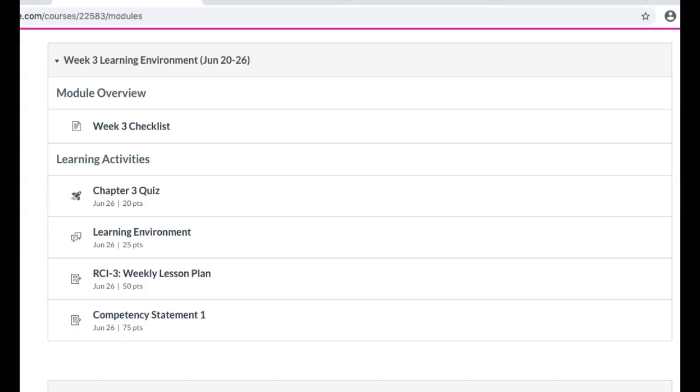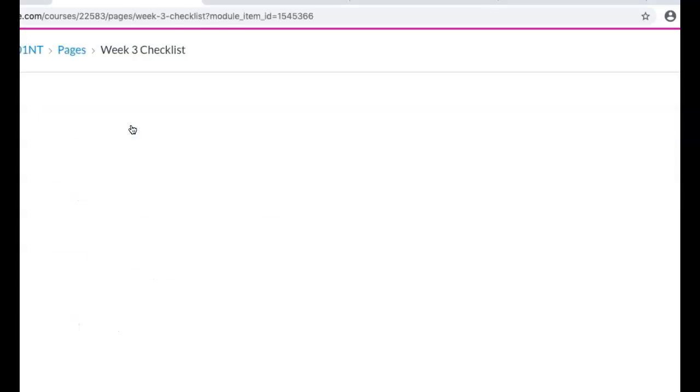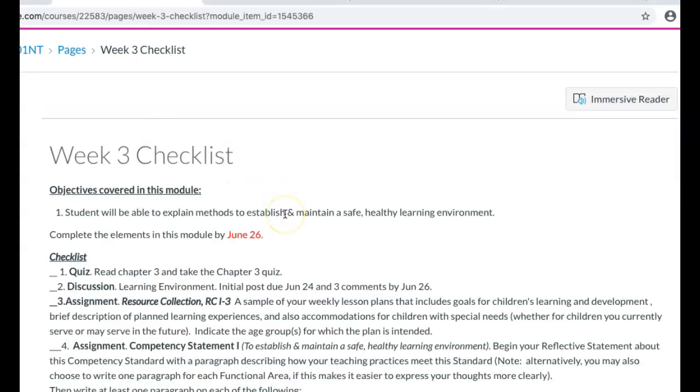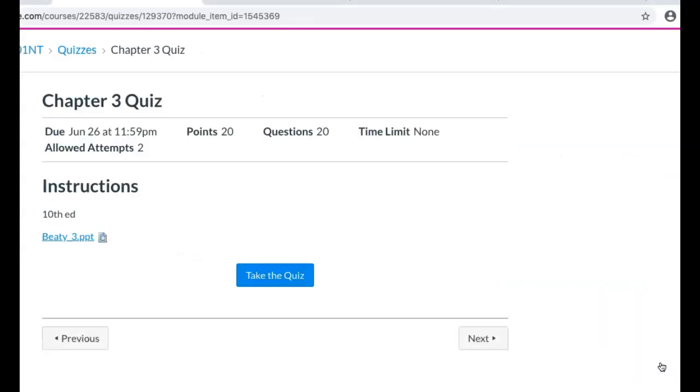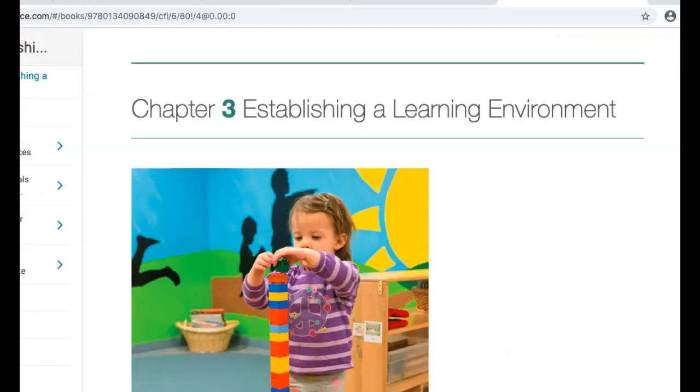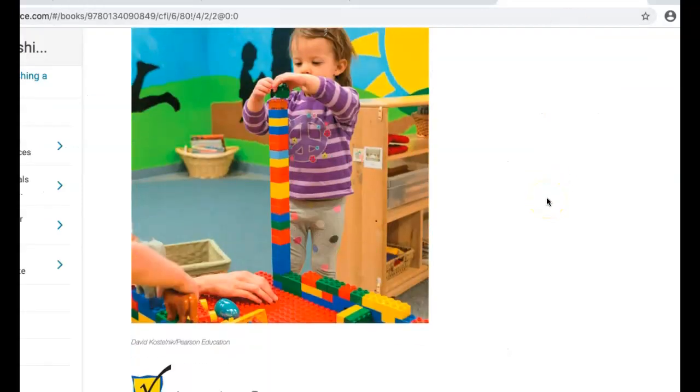We're going to be switching over and looking at functional area 3, the learning environment. This will take us through Friday, June 26th. So there will be a quiz, a discussion, and 2 assignments that we'll be diving deeper into. There will be some lecture materials available by Monday, but the first thing up is going to be the Chapter 3 quiz in your Beatty book over establishing a learning environment.